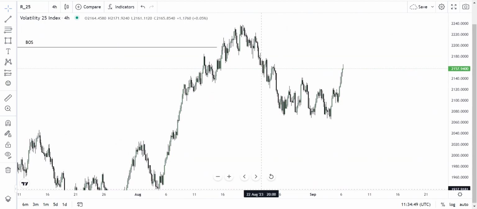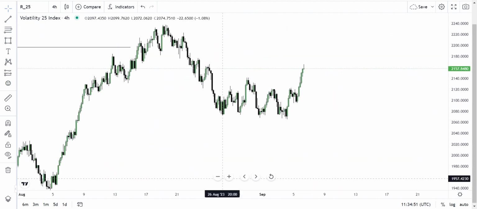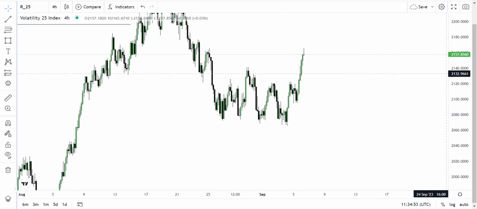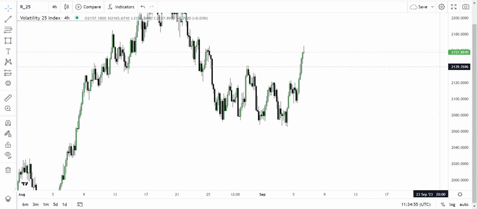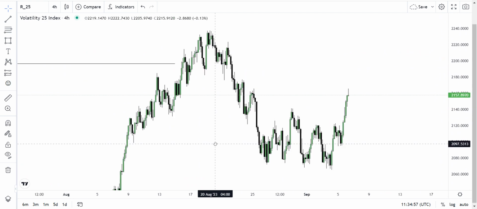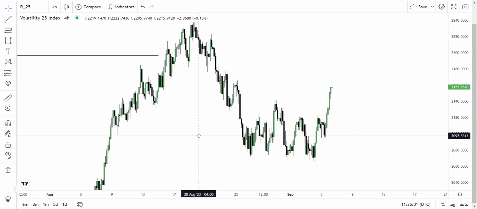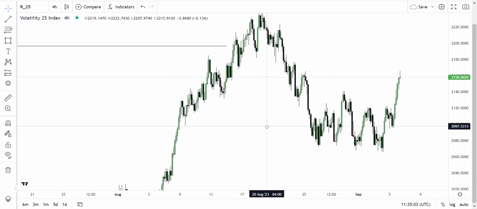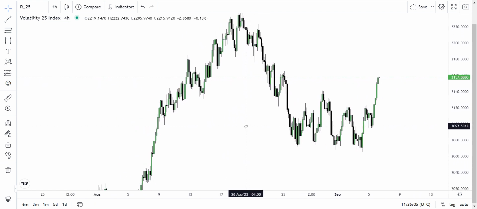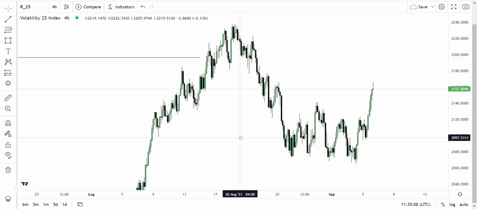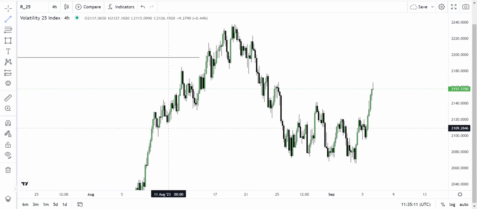Let us look at the structure breaks and the likes. If you look at this chart very well, there was a break of structure to the downside here.